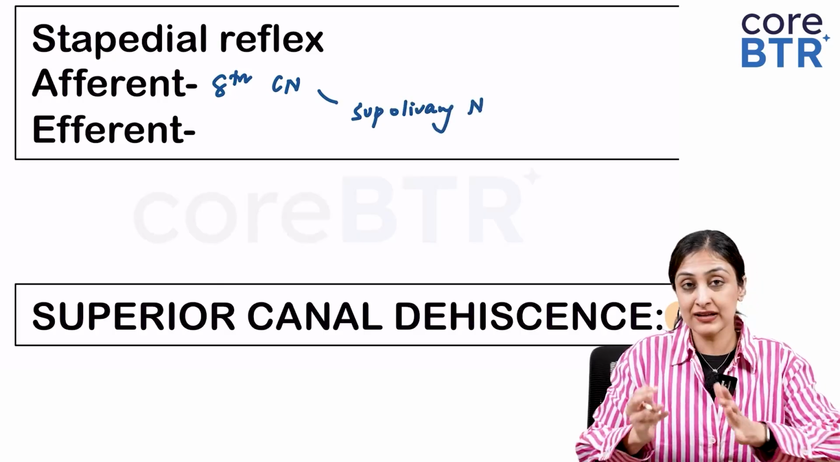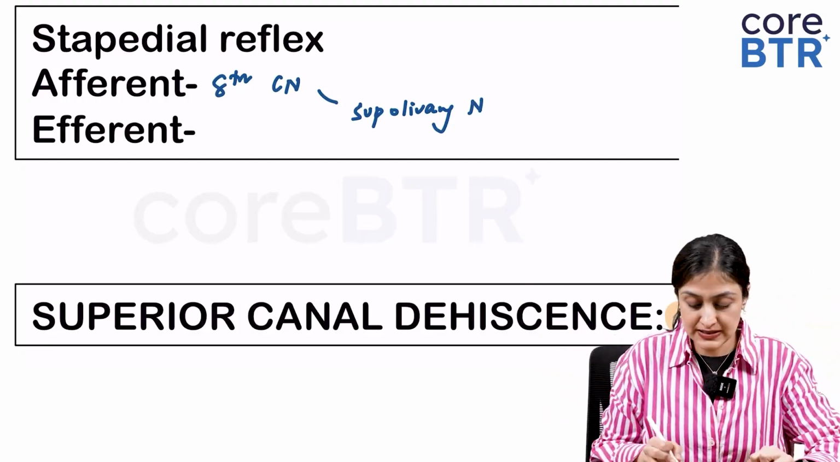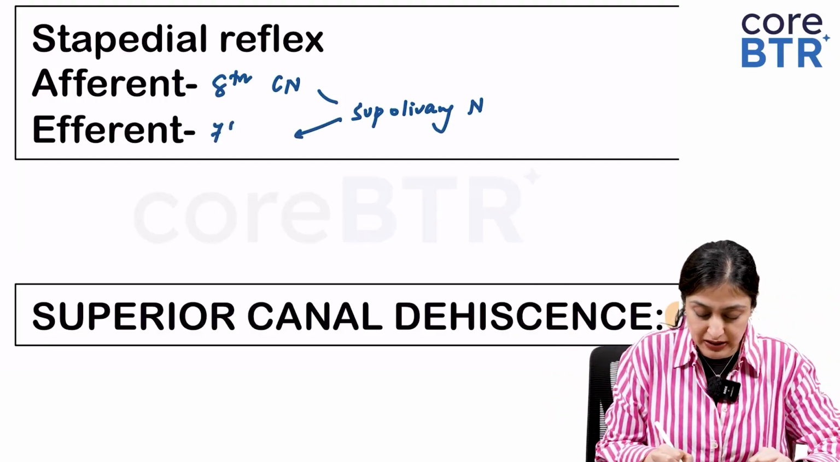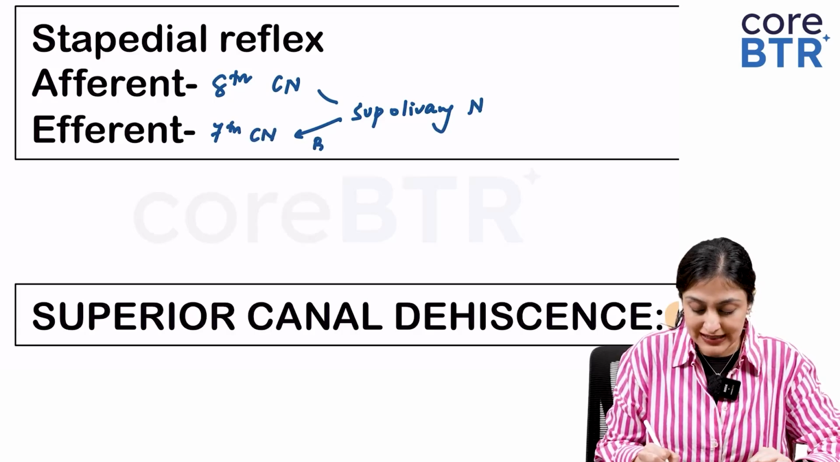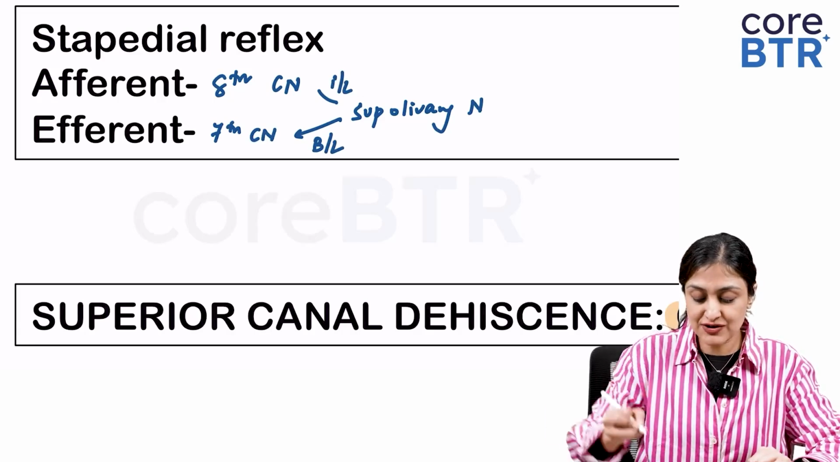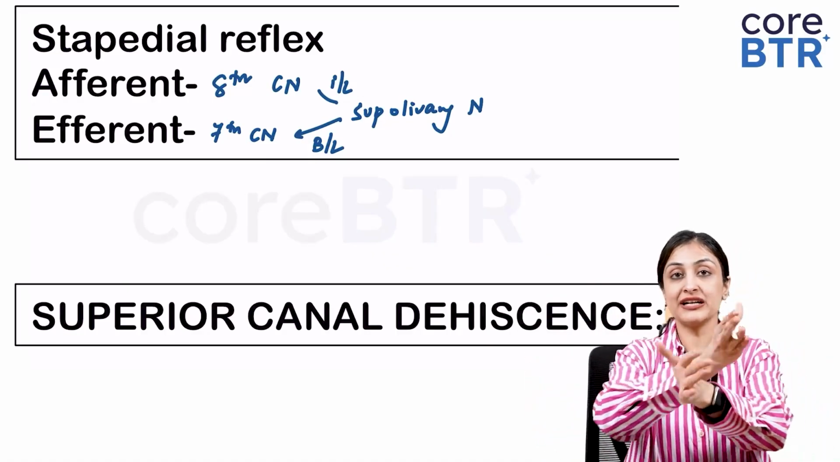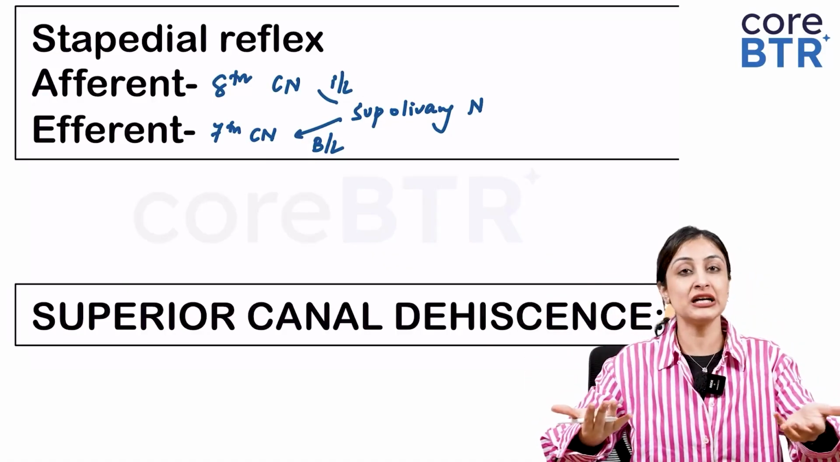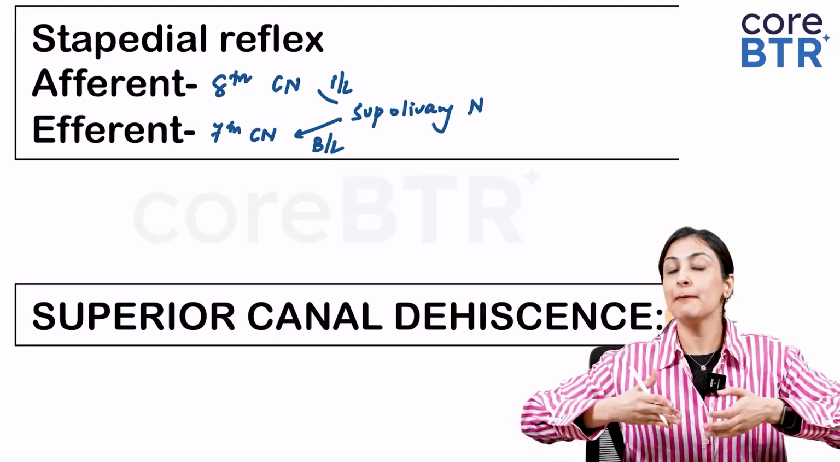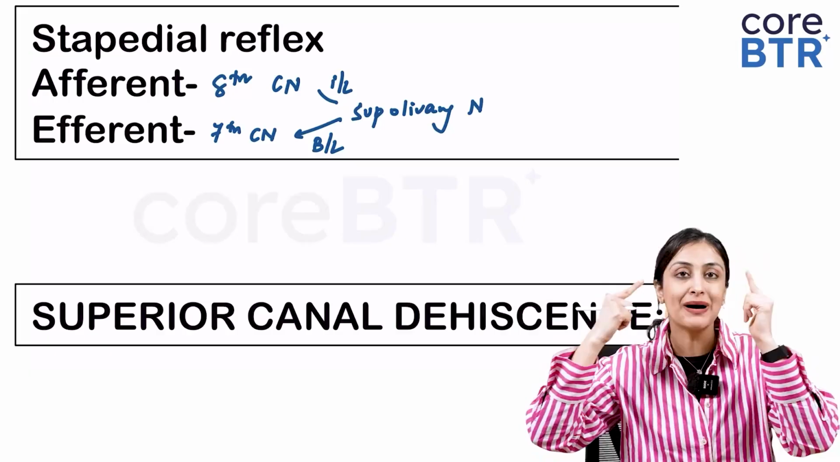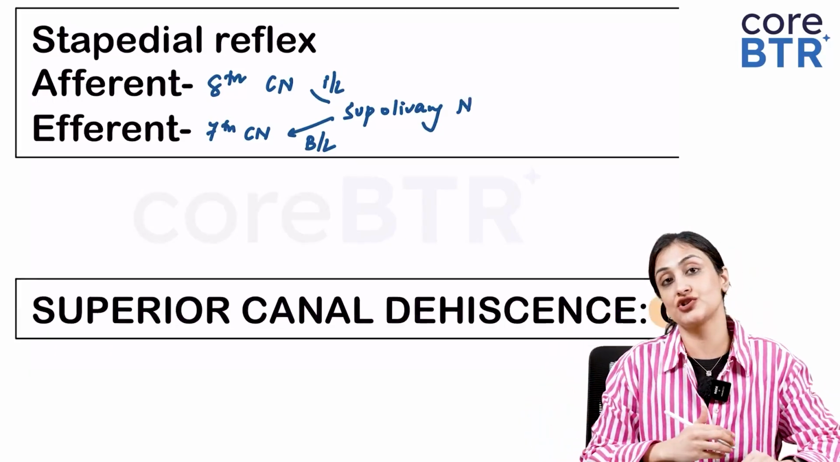So this is where it now sends bilateral stimuli, and the efferent becomes the seventh cranial nerve bilaterally, right? So this is ipsilateral, whereas at the superior olivary it now goes bilateral, much like Edinger-Westphal. You remember? Bilateral miosis will happen. So bilateral stapedial contraction will happen.